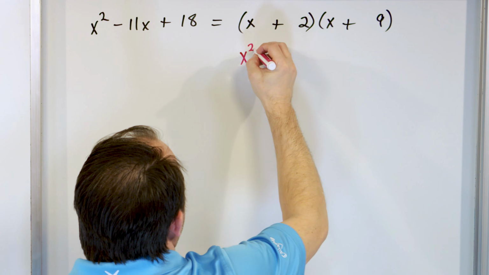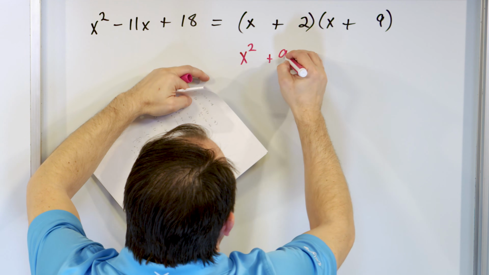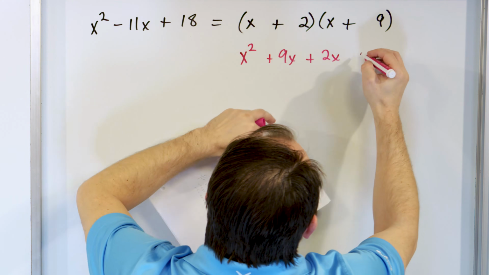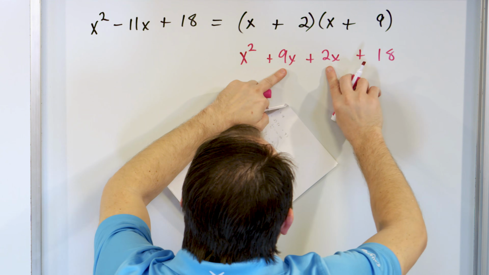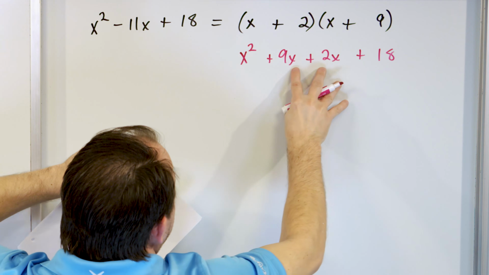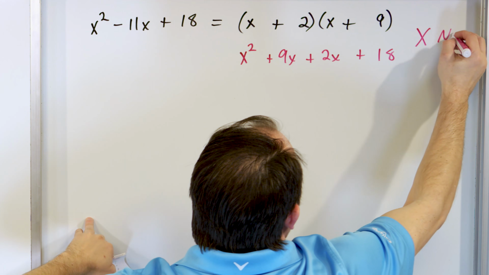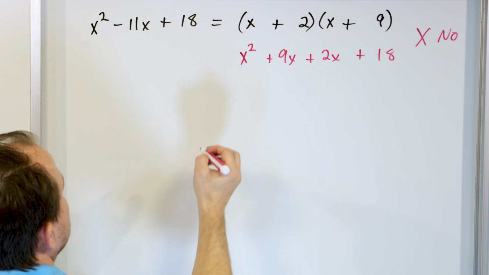Let's say we have x squared coming from these two terms multiplied. Then the outer terms is 9x. Inner terms is 2x. Last terms is 18, just like I predicted. So the outside terms are correct, but unfortunately these don't add to negative 11. They add to positive 11. So this is actually wrong, right?